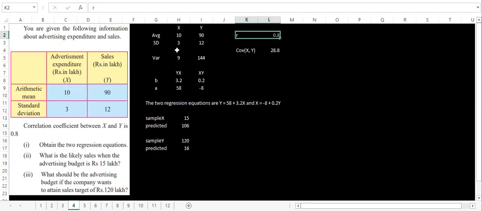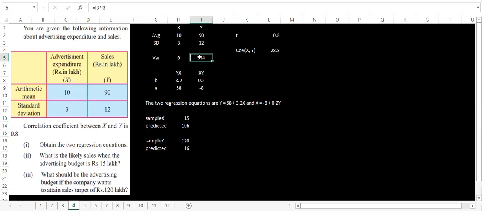The very first thing that comes to mind is using the standard deviation to calculate the variance, because recall that standard deviation is the square root of the variance. So the variance is the square of the standard deviation. With a standard deviation of 3, the variance is 9, and with a standard deviation of 12, the variance is 12 squared, which is 144. This is the variance of the x values, and this is the variance of the y values.